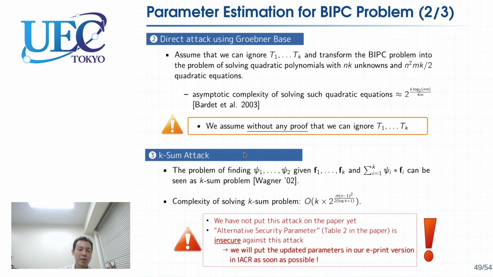And the last one, we take into account the k-sub attack. Unfortunately, this attack we only discovered recently, so we haven't put it in our paper. And actually, the alternative security parameter table 2 in our paper, which is in PQCrypto, is insecure against this attack. So we will put the updated parameters in our ePrint version or in ICR as soon as possible.